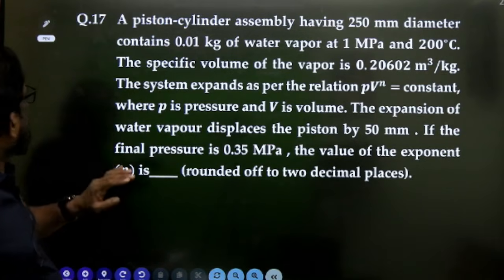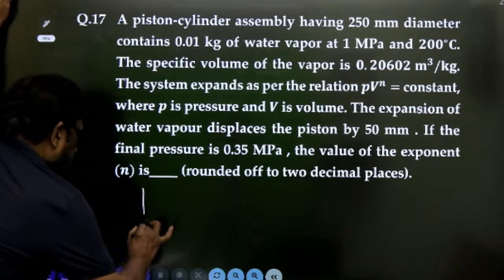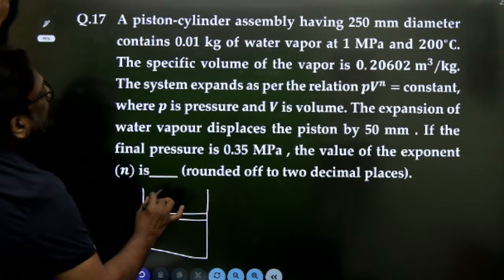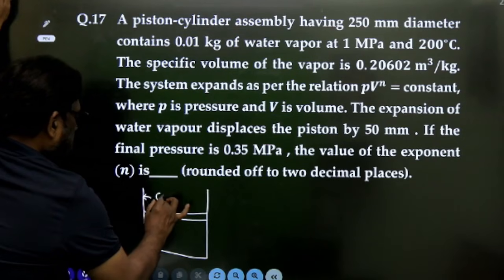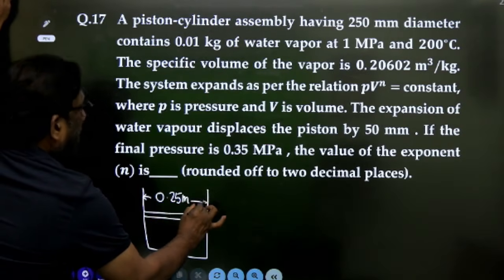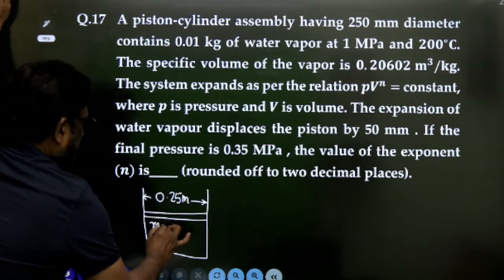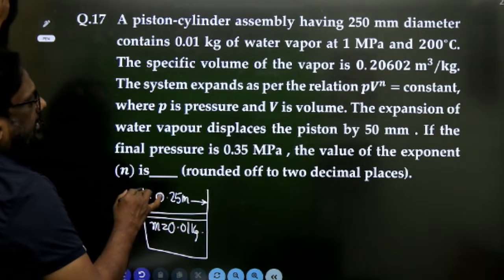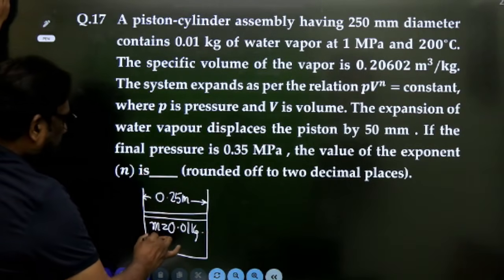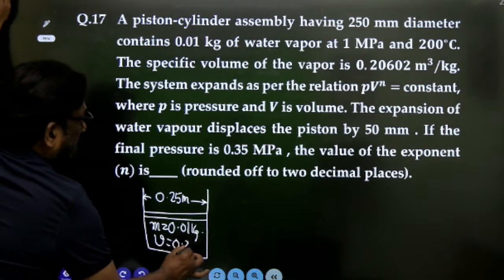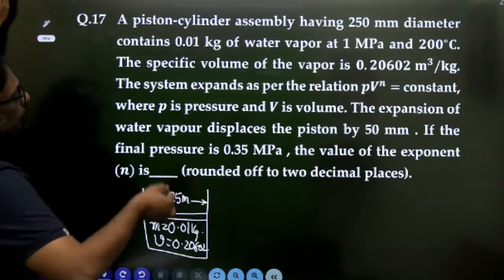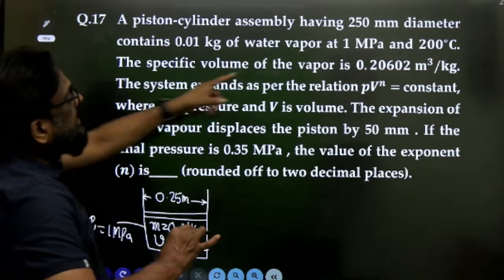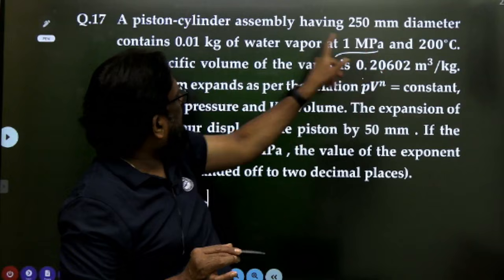Let's look at the question once. It is a piston cylinder assembly. What is the diameter of this? 0.25 meter, as 250 mm is 0.25 meter. And the mass is given as 0.01 kg. Water vapor at 1 megapascal and 200 degrees centigrade. The specific volume is also given, 0.20602, my dear friends. And what is the pressure given? The initial pressure is 1 megapascal. Observe carefully. The specific volume is given and the mass is given.